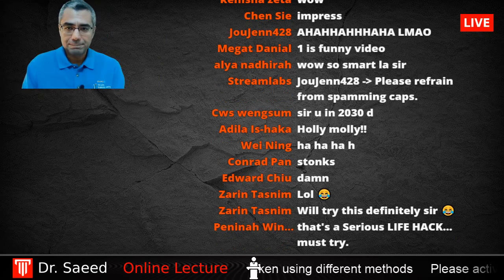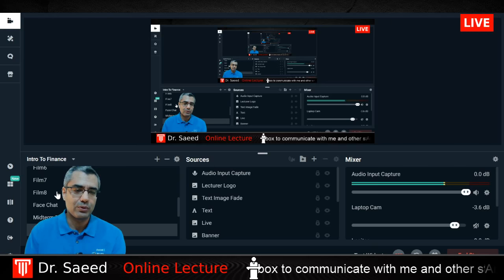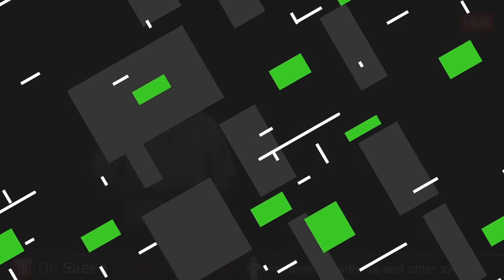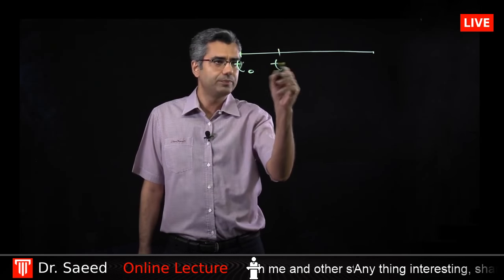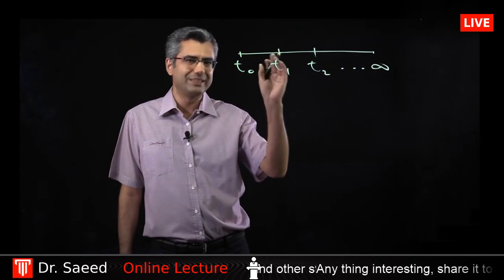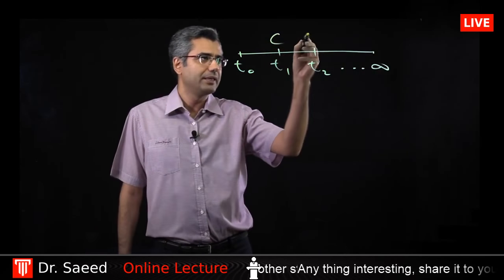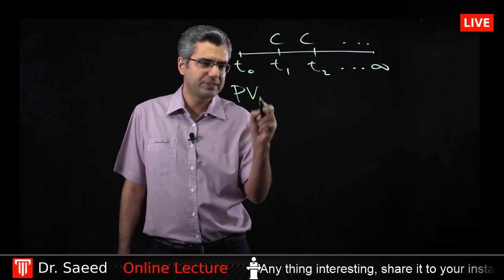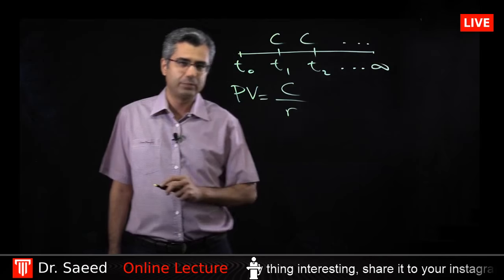Okay. See the same cash flow. So let's go for perpetuity. Let me show you one example on perpetuity. When you have the same cash flow forever, then you can use the perpetuity formula to compute the present value. The present value will be cash flow divided by interest rate.